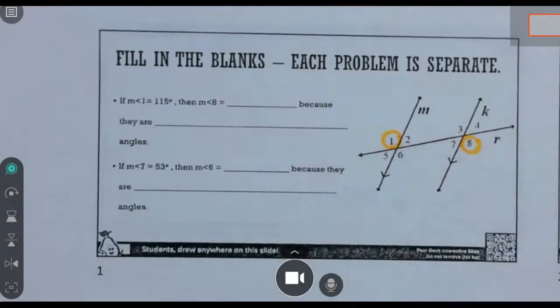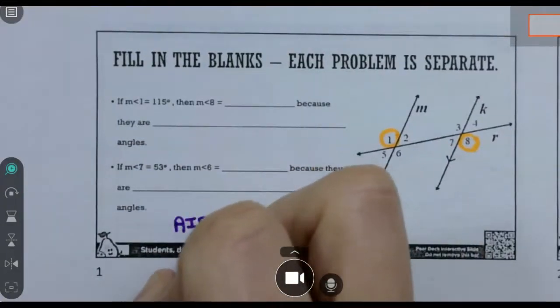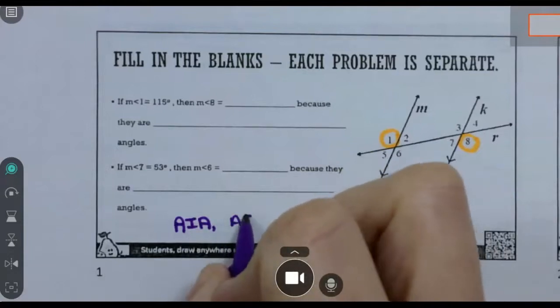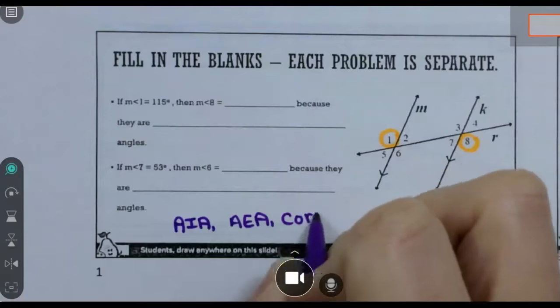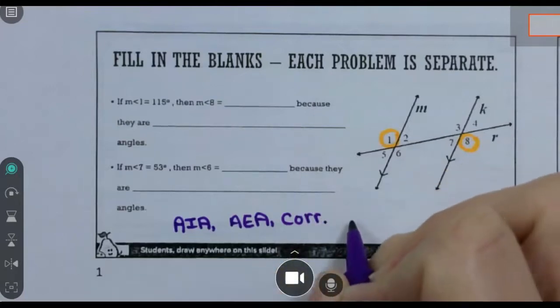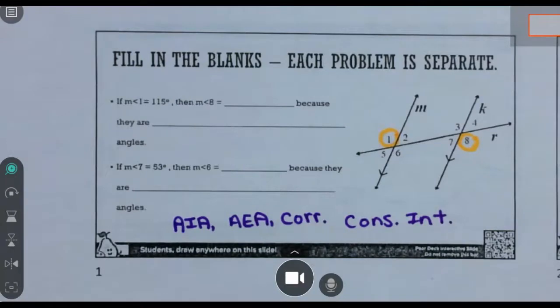Then we're going to give it one of our 4 names, our 4 options being alternate interior, alternate exterior, corresponding, and then we're going to bring back that consecutive interior that we haven't done for a while. So those are our 4 options.